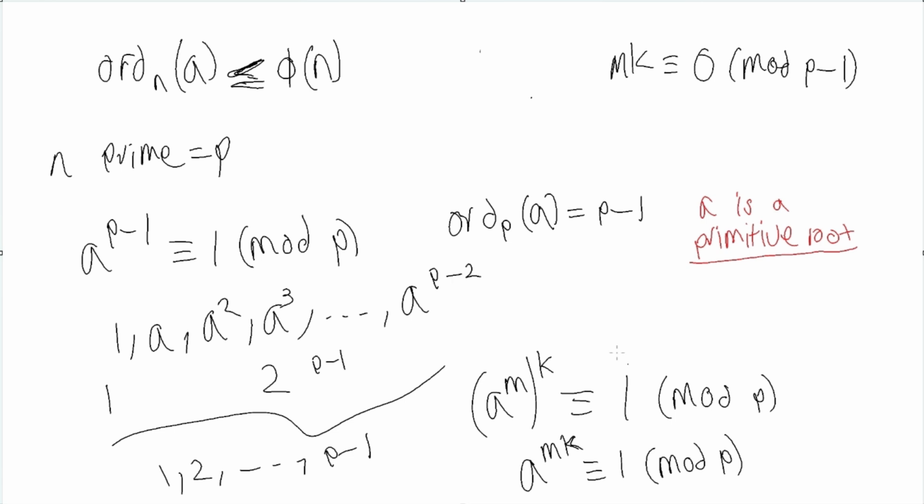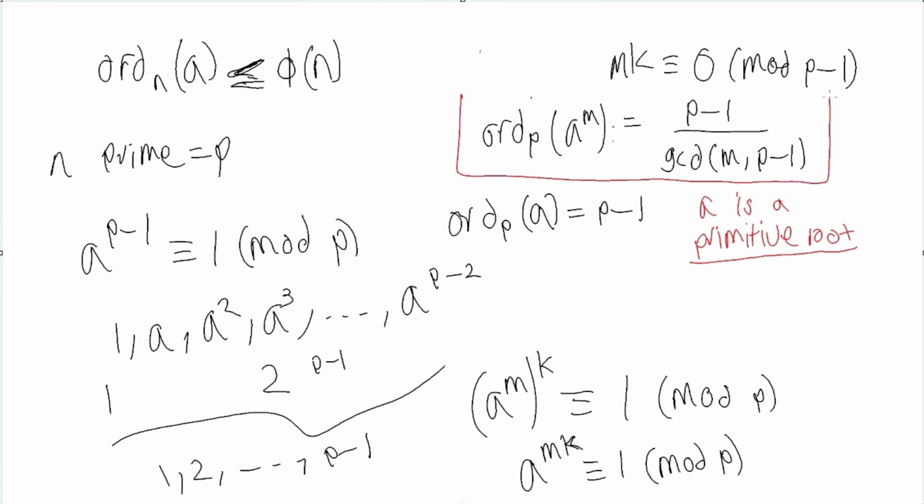And because mk is equivalent to 0 mod p minus 1, we can basically find the value of k really easily. In fact, the value of k is just given by p minus 1 over the GCD of m and p minus 1. This is equal to the order of m. This is equal to the order of a to the power of m modulo p. So ord_p of a^m is equal to this.